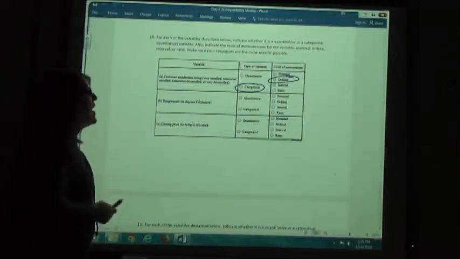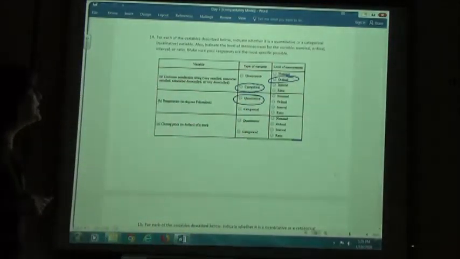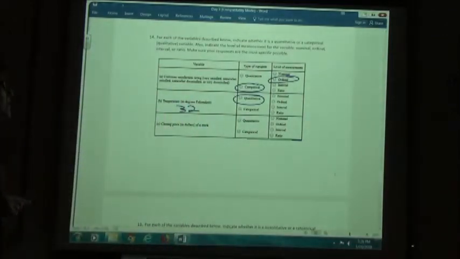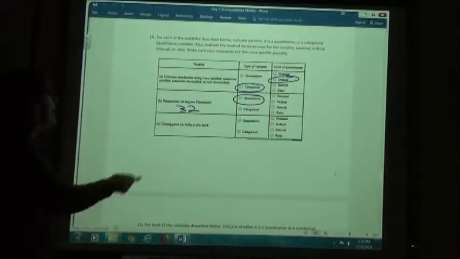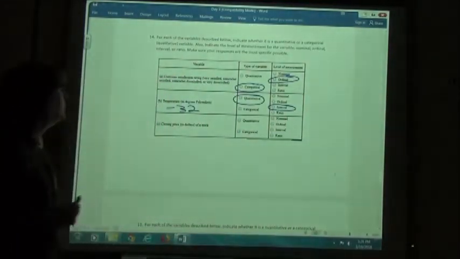Temperature in degrees Fahrenheit. Again, temperature is going to be measured in degrees. It's a number, 32 degrees. It's quantitative. Can I make a negative? Yes, I can. So it's going to be interval.